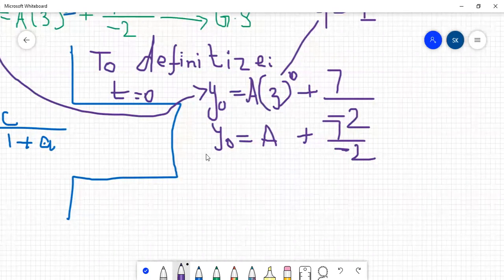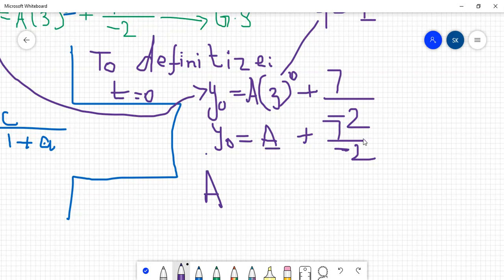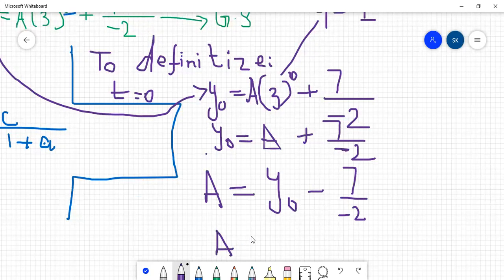Now we will find the value of A from this equation. By keeping A over here and shifting 7 divided by minus 2 to the left hand side, we get A is equal to y of 0 minus 7 over minus 2. Clear? So we will solve it further. Minus minus is plus. Therefore, A is equal to y of 0 plus 7 over 2.